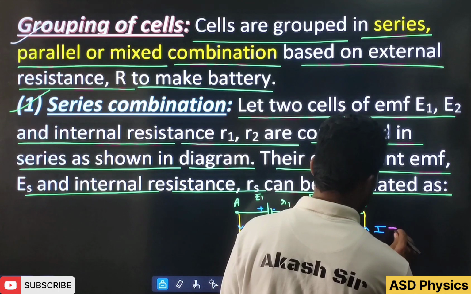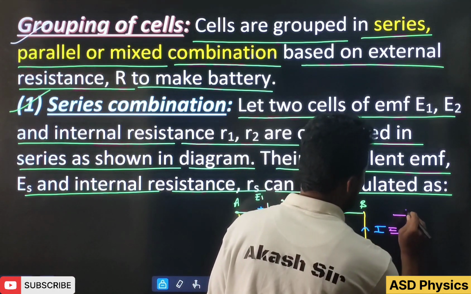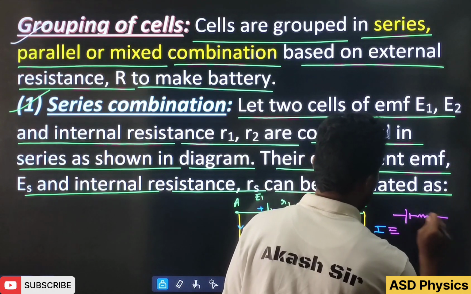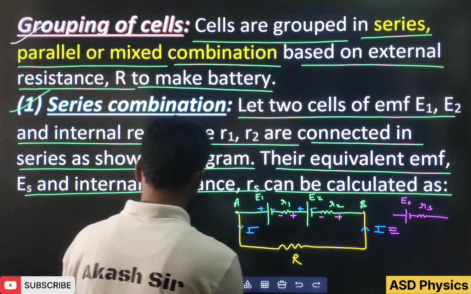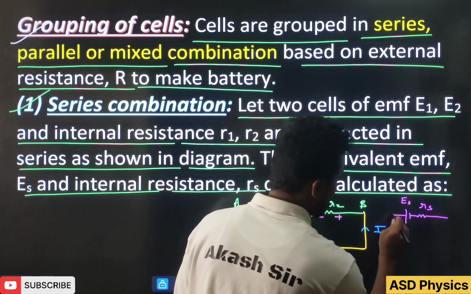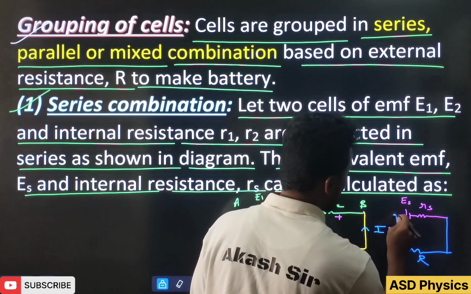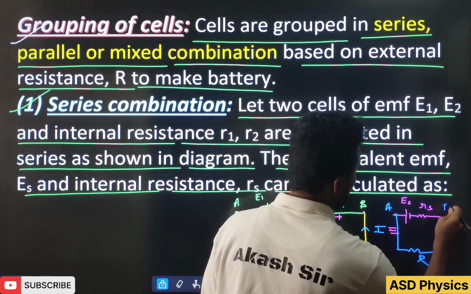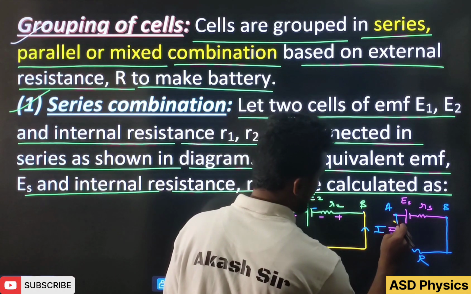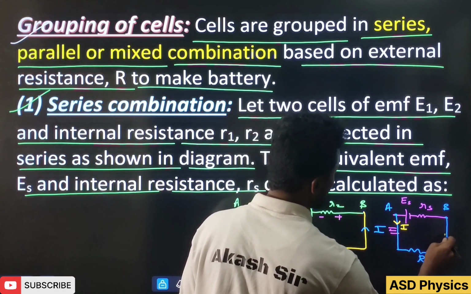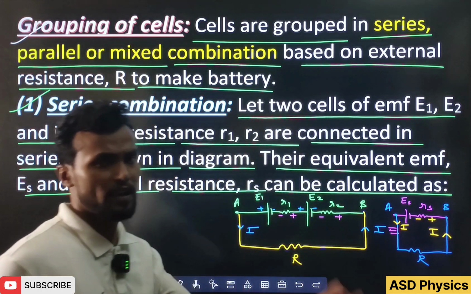Now students, if I draw the equivalent diagram, remember that I will take one cell, and let's take this cell as Es and Rs. Through this we are going to connect one resistor, like this, capital R. And you know very well students, this is point A, this is point B. That means a single cell is going to replace these two cells. First we are learning for two cells. Even we can extend our discussion to 3, 4, 5 cells also.